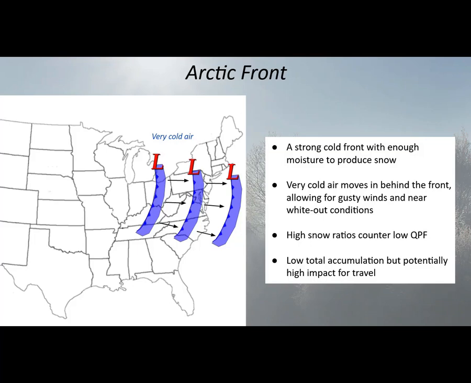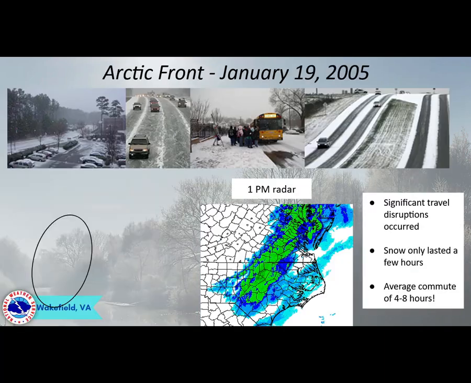By that, I mean to say that 1/10 of an inch of moisture generally results in 1 inch of snow. But in Arctic fronts, 1/10 of an inch of moisture results in more like 1.5 to 2 inches of snow, or a 15 to 20 to 1 ratio. So it doesn't take as much moisture to get more snow. And it doesn't take much total snow to create a lot of impacts on the roads when the surface is below freezing. So these can see potentially high impact for travel.